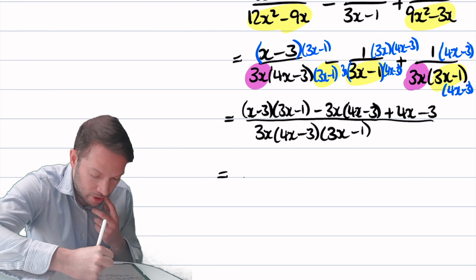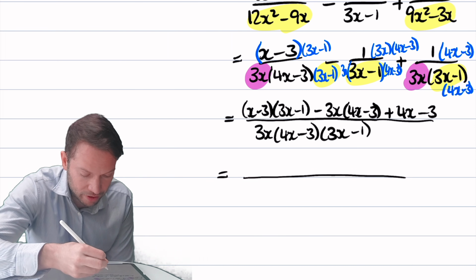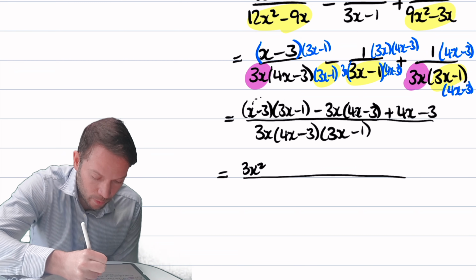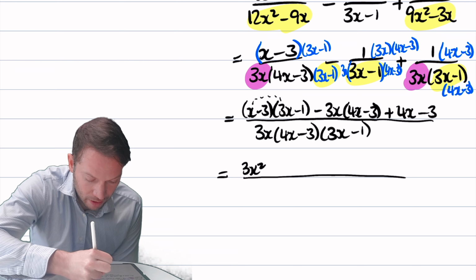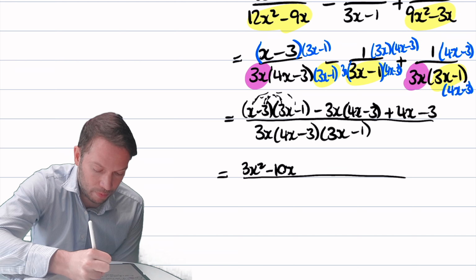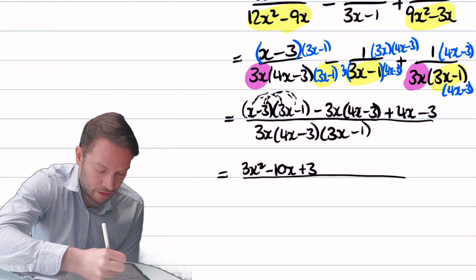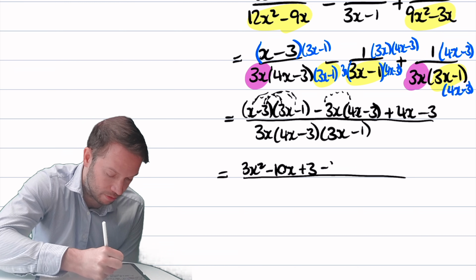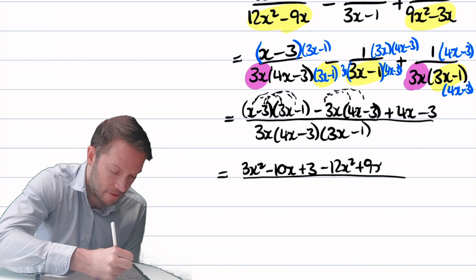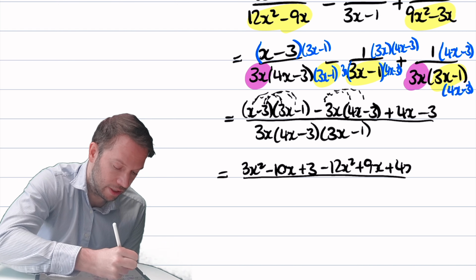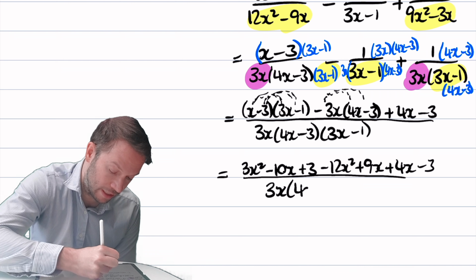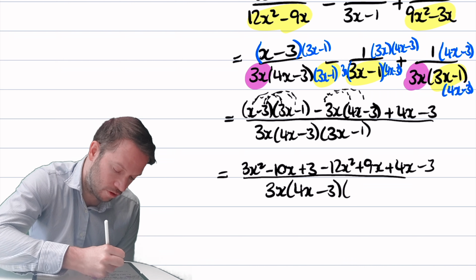So let's do that with the numerator. We've got x minus 3 times 3x minus 1. We're going to get 3x squared. We're going to get, what else are we going to get? Minus 9x minus x, which is minus 10x. And we've got plus 3 as well. And then this next one, minus 3x times 4x is minus 12x squared. We've got plus 9x. And we've then got the plus 4x minus 3 at the end. And as I said, we do not touch the denominator yet, or at all. Just copy it for the moment.